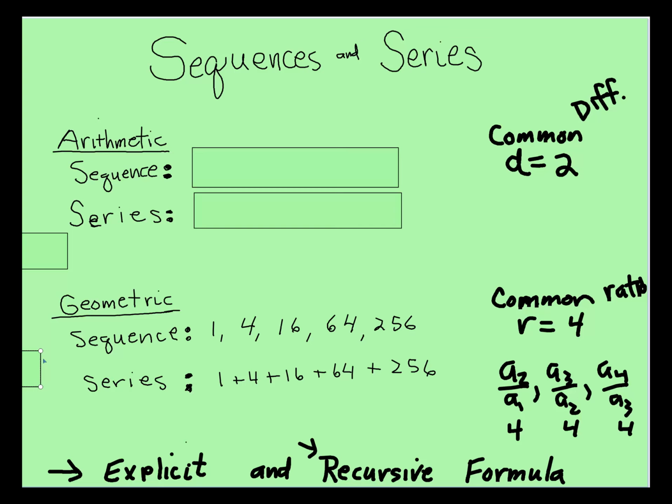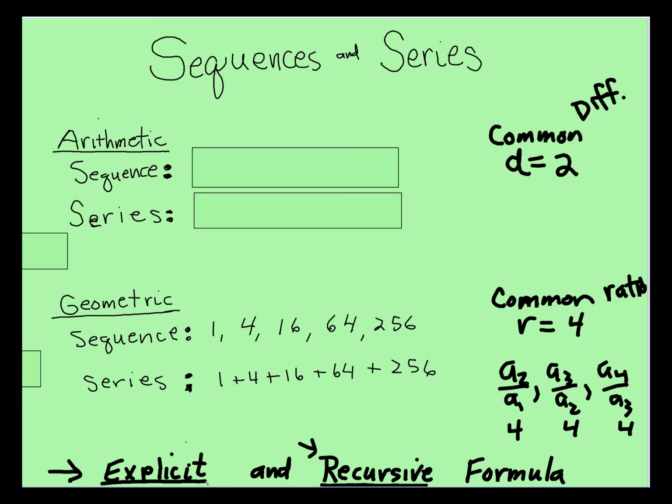So what we're going to be looking at in the next couple videos in the next few weeks is how to find a specific term, how to find the sum of all the terms. And in sequences, we have what's called explicit and recursive formulas. Recursive formulas are formulas that are based on a previous term.